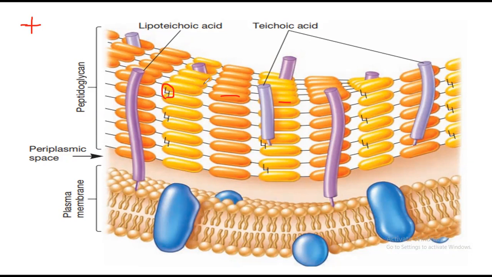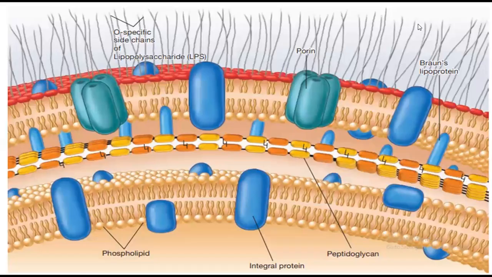If you are familiar with the structure of the peptidoglycan layer, then you can easily understand how penicillin kills the bacteria. So first of all, you should know about the peptidoglycan layer. This is the peptidoglycan layer of the gram-positive bacteria, and the second one is the cell wall structure of the gram-negative bacteria.